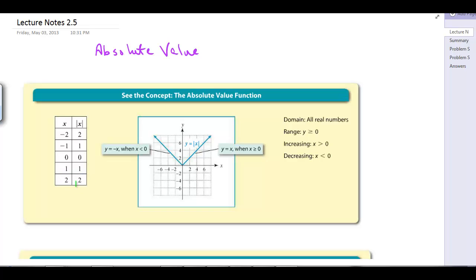So what you should understand is that absolute value can be equal to 0 or can be positive, but it will never be negative. All right? So this is what it basically looks like. And it's increasing when x is greater than 0. It's decreasing when x is less than 0.